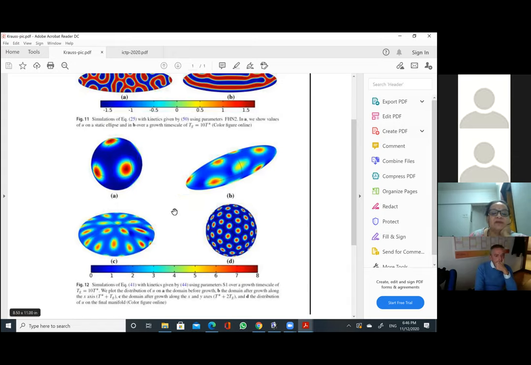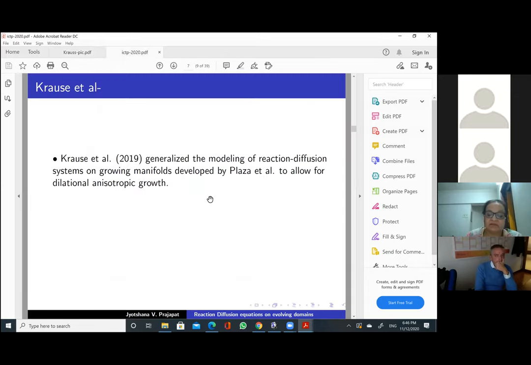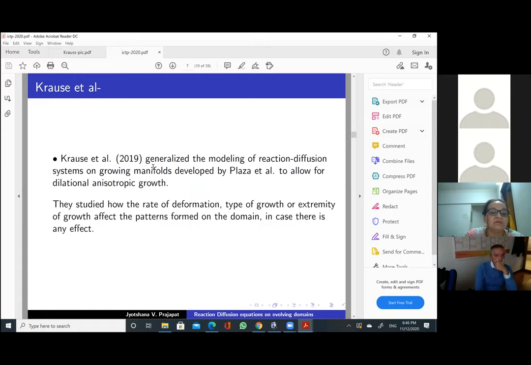So here an ellipse and here the sphere. So yeah, that paper in fact contains other numerics also, and there are quite a few nice pictures which one can see. This is the most recent work. They studied how the rate of deformation, type of growth or extremity of growth affect the patterns formed on the domain, if the pattern changes at all. Then they studied what the final results are after applying the numerics.